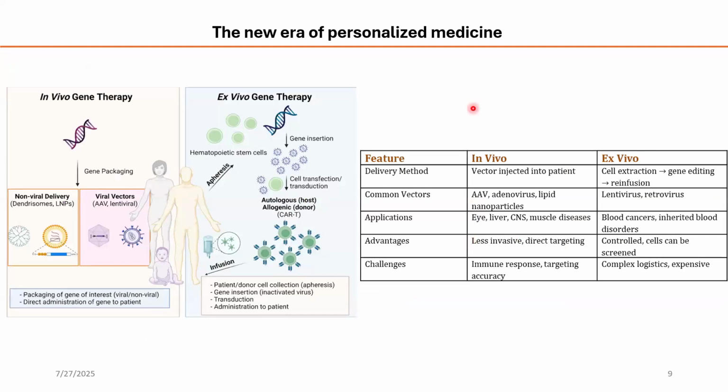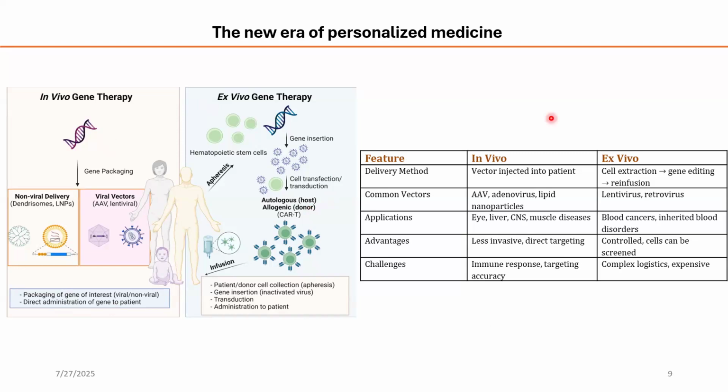So cell and gene therapy is now the upcoming and a new era of personalized medicine. To just sum up, it is now being called in vivo gene therapy or ex vivo. In vivo is the gene therapy where you package it via non-viral or viral vectors and inject it into the patient directly. So it's a direct administration of the gene to the patient. Ex vivo is you collect the cells, modify them, and then you reinfuse them into the patient.